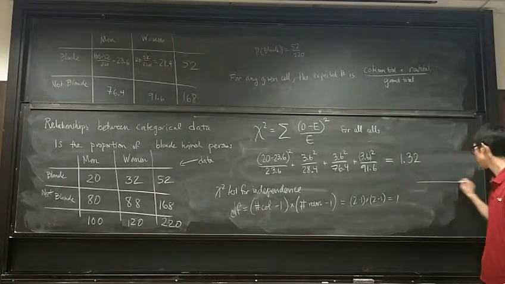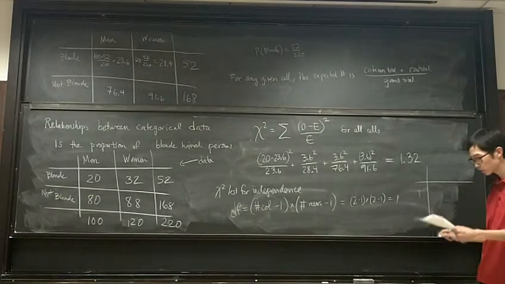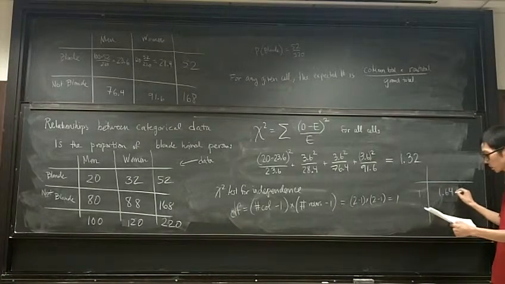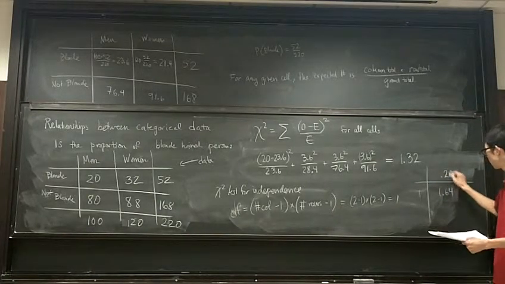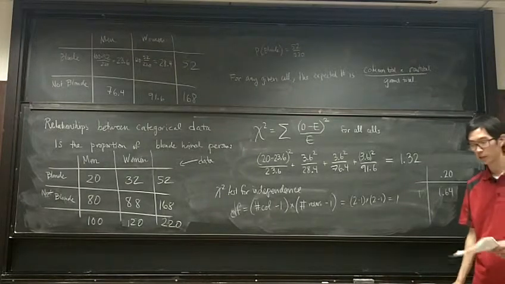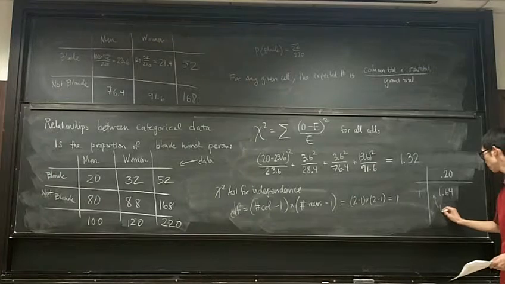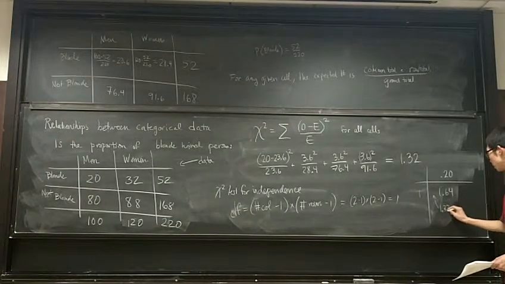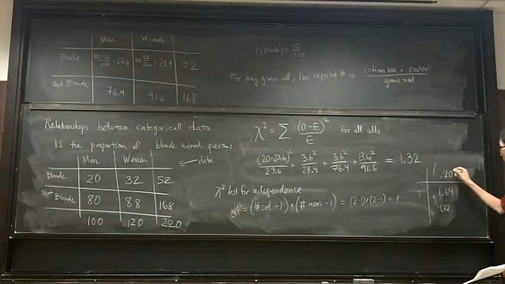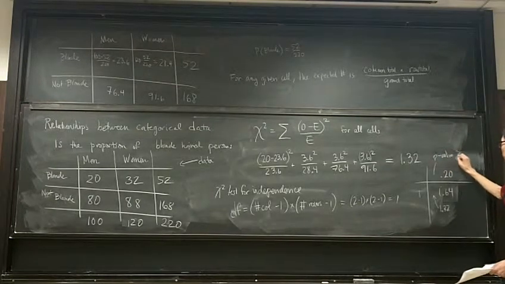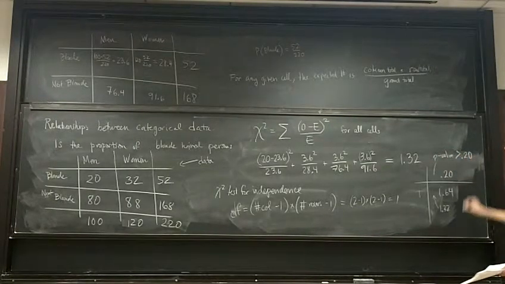So I go to my chi-square table with 1 degree of freedom, and the very first number is 1.64, and the p-value there is 0.20. So if I look up 1.32, I don't know exactly what my p-value is, but I do know it's bigger than 20%.